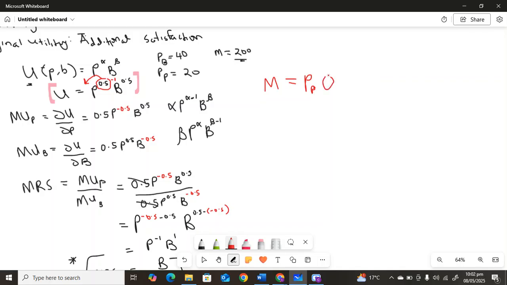And I'll put a QP so that it represents the quantity of P. So this is the price of pork times the quantity of pork plus the price of beef times the quantity of beef. All right. So if we substitute, M is income, so if we substitute M, it's going to be 200 here. Price of pork, 20.